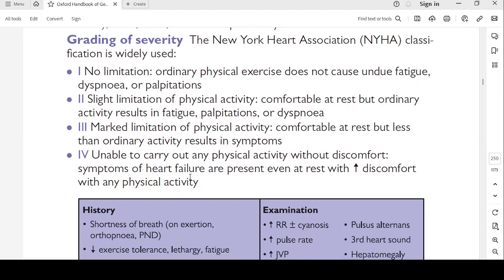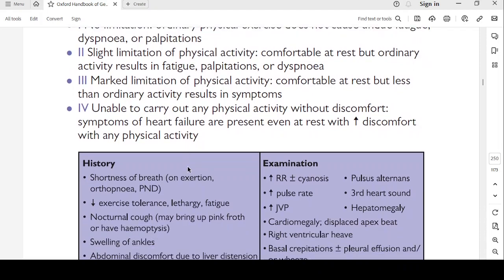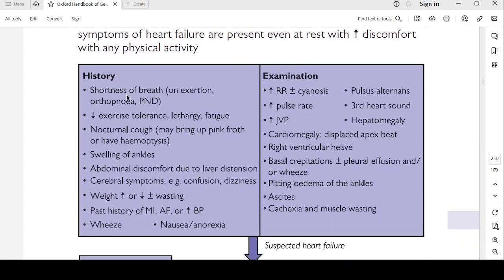NYHA Class 3: marked limitation of physical activity. Comfortable at rest but less than ordinary activity results in symptoms. NYHA Class 4: unable to carry out any physical activity without discomfort. Symptoms of heart failure are present even at rest, or with increased discomfort with any physical activity. History: shortness of breath on exertion, orthopnea, PND.